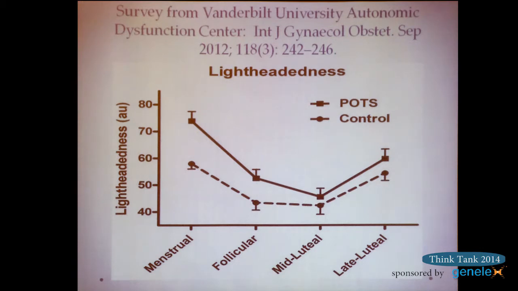So a survey at Vanderbilt, their autonomic dysfunction center, really found that even patients who don't have POTS, so to speak, have problems when they menstruate. So the top line here. The scale is really, here's the phase of menstruation: menstrual, follicular, mid-luteal, and late luteal stages. And then there's a sort of arbitrary scale.